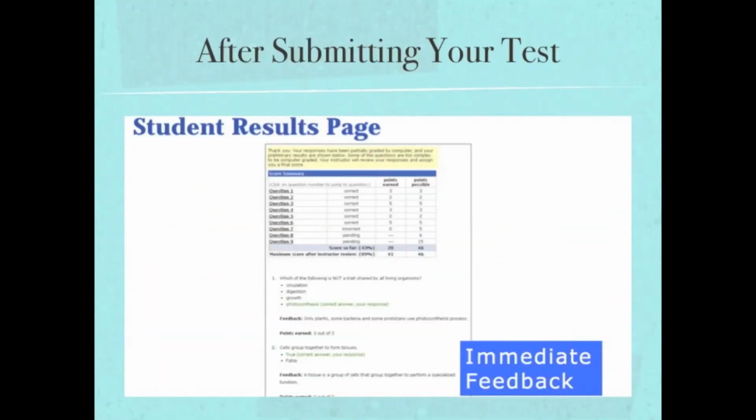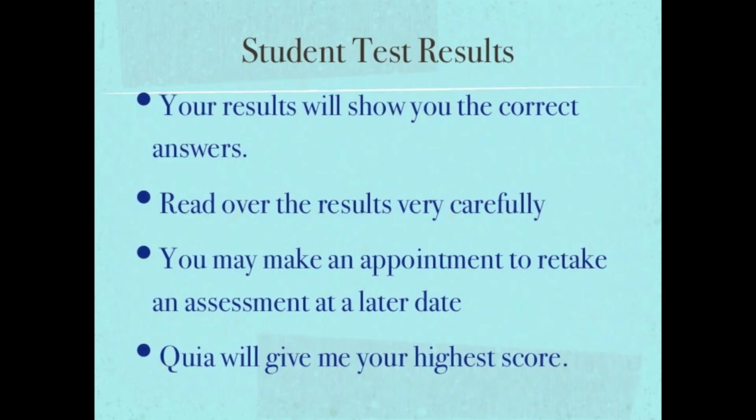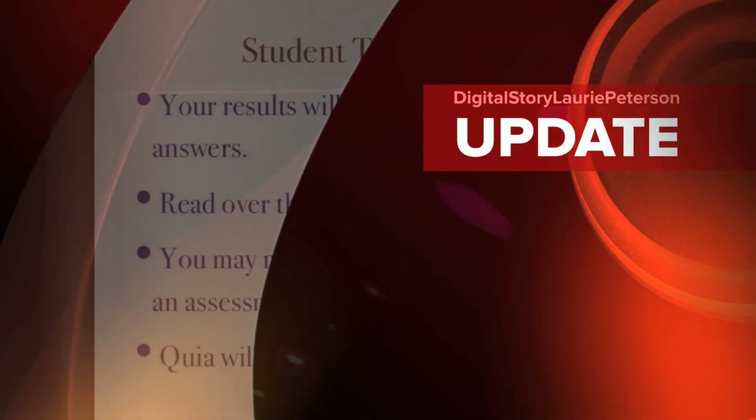After submitting your test, you will receive immediate student feedback showing your results. You will see the items you answered correctly, and those that you answered incorrectly will be in red. Your results will show your correct answers in green, your incorrect answers in red. Read over the results carefully. You may make an appointment to retake an assessment at a later date.